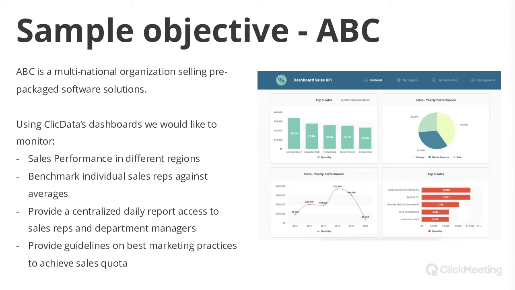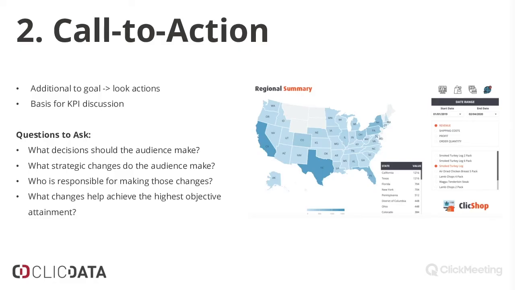The objective is a brief goal description of what you're trying to achieve, but it doesn't necessarily tell you what actions the sales rep or the sales department are going to perform after looking at the dashboard. Hence, the next step is defining your call to action. The call to action also forms the basis of the different KPIs that will eventually be displayed on the dashboard.